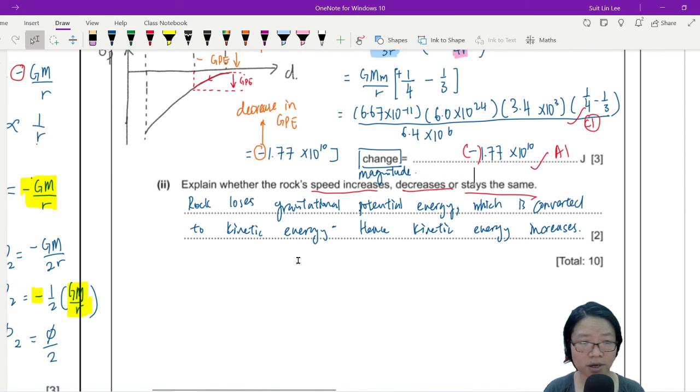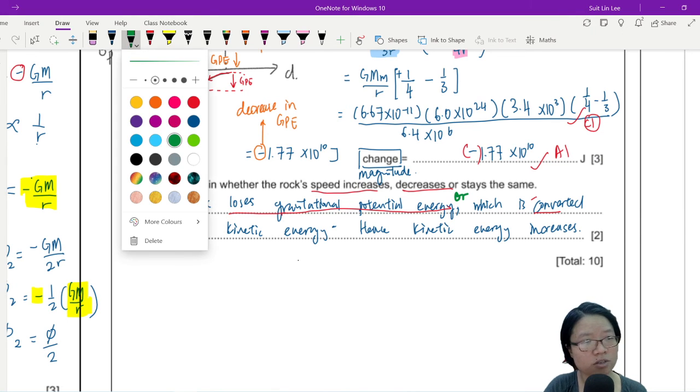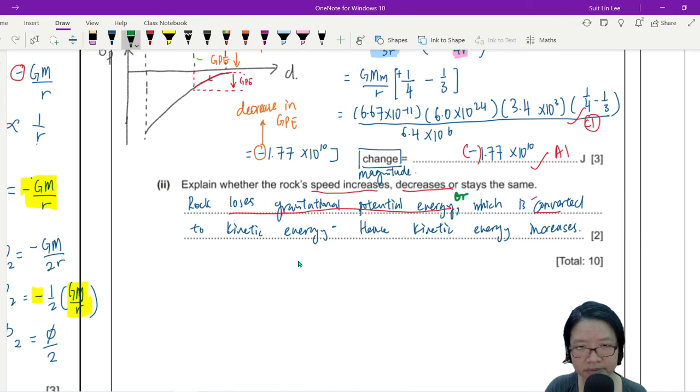All right, this one, if you mention the GPE decreases, loses GPE, or KE increases. So let me write here: loses GPE or increase KE. Okay, so this one is 1 mark, B1. And the final one, oh, kinetic energy increases. So here, I mentioned already.